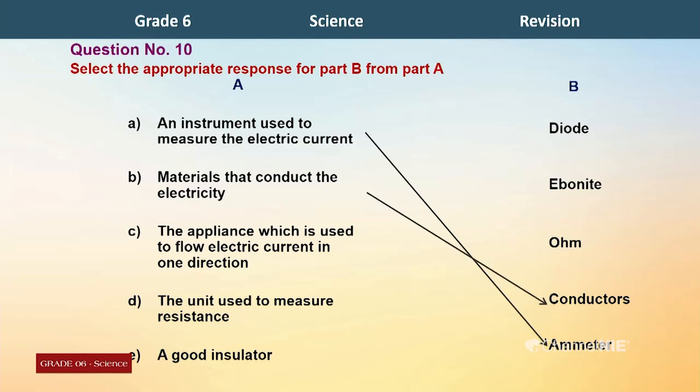The appliance which is used to flow electric current in one direction. You know there are electronic appliances used in electric circuits. The appliance which is used to flow electric current in one direction is diode. The unit used to measure resistance. Resistance is an important value related to electricity that is measured in ohm.